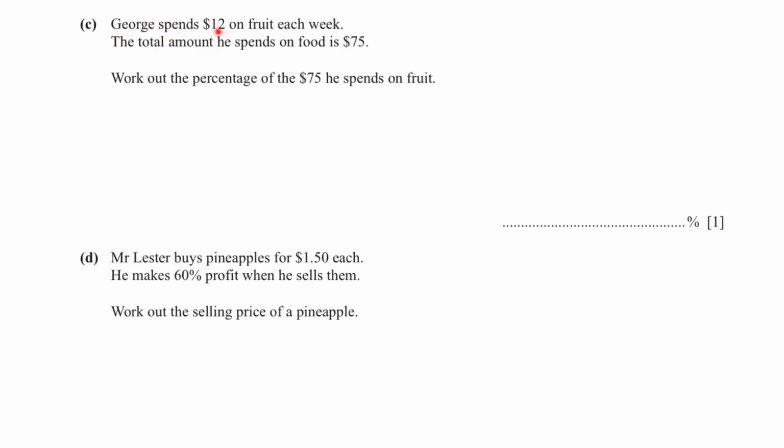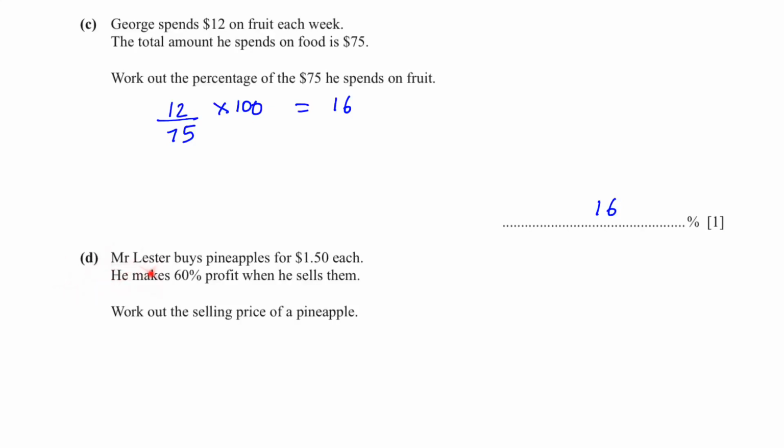3C. George spends $12 on fruit each week. The total amount he spends on food is $75. Work out the percentage of the $75 he spends on fruit. To find the percentage, we always have to first write down he spends $12 out of the $75 on food. To change to percentage, we times it by 100 and it's 16%.